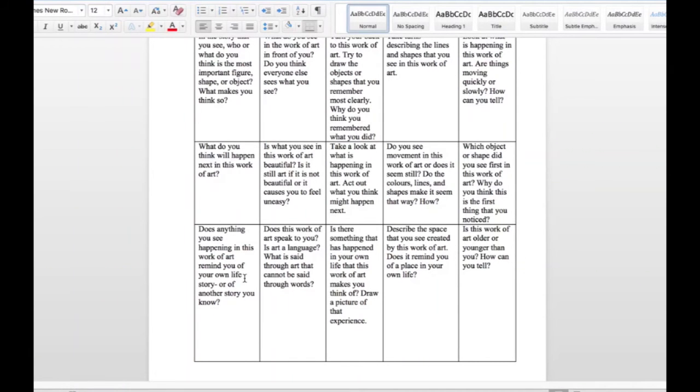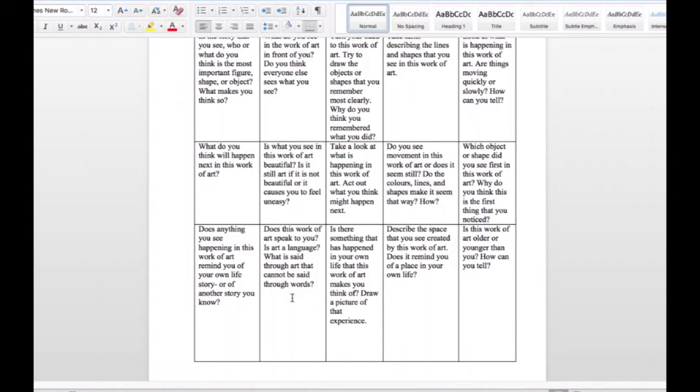Again, under the foundational, for example, you're asking, does this work of art speak to you? Is art a language? What is said through art that cannot be said through words? So these bring up the philosophical questions about art, for example, and the arts, in which so many of us are profoundly interested. So these are great questions. Again, then, in terms of the experiential, is there something that has happened in your own life that this work of art makes you think of? And you might draw a picture of that experience.